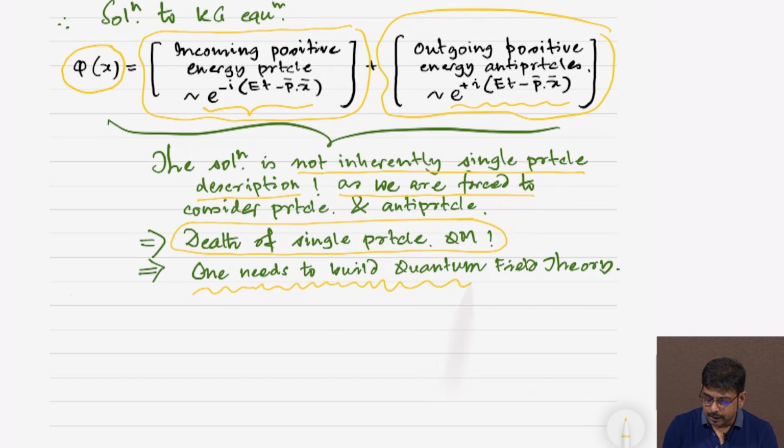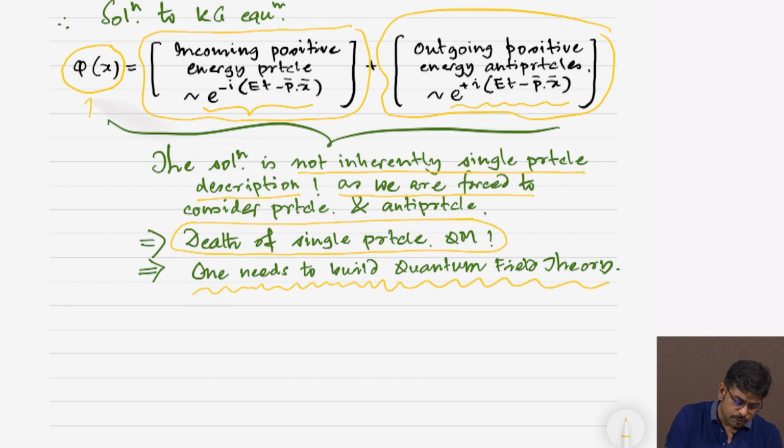and that seeds the requirement of constructing what we call quantum field theory, where we have to embrace the many particle interpretation. Instead of talking about this phi of x as a wave function, we are going to say that these are nothing but fields which describe both the particles, rather incoming positive energy particles and outgoing positive energy antiparticles. So, therefore, relativistic quantum mechanics is not really a relativistic quantum mechanics, but the consistent description can only be given in terms of quantum field theory.